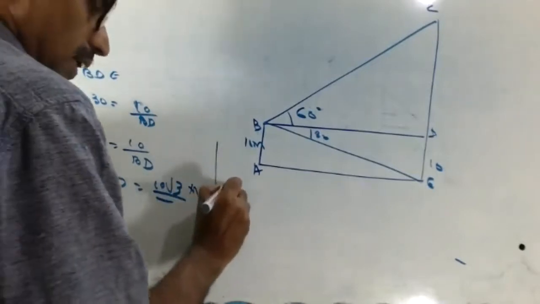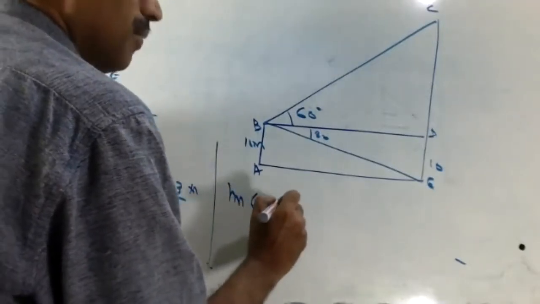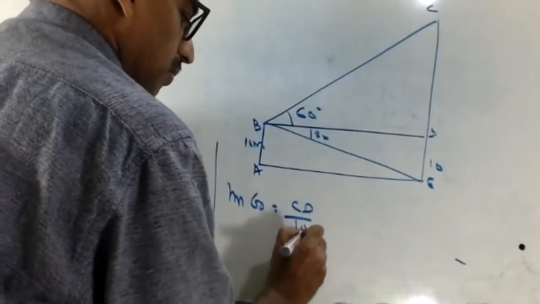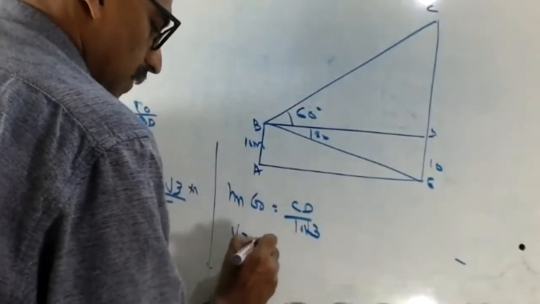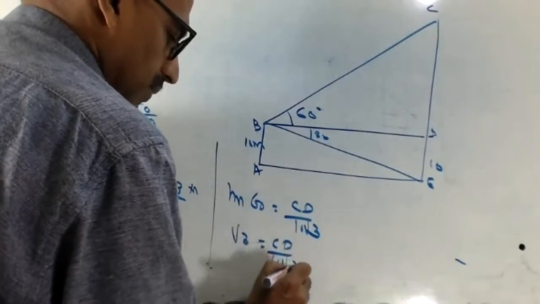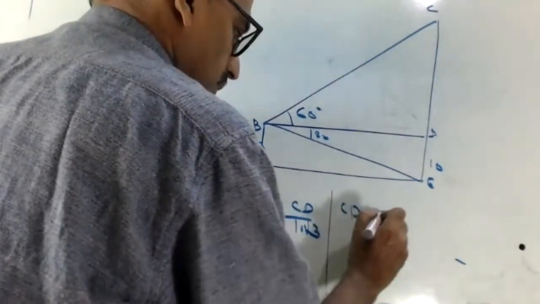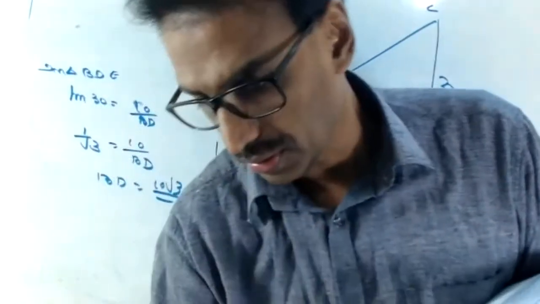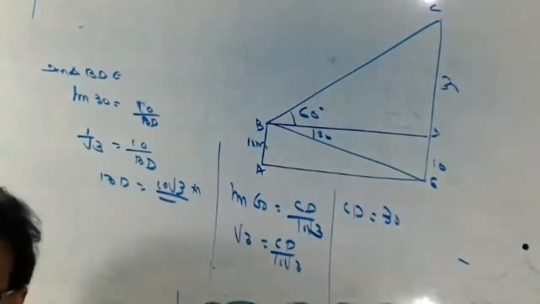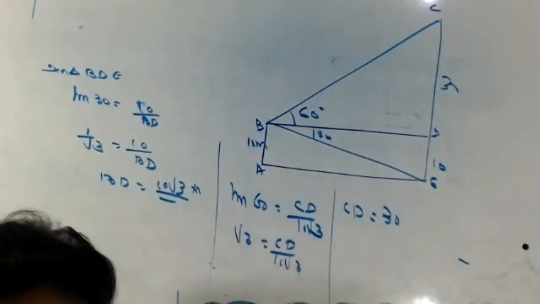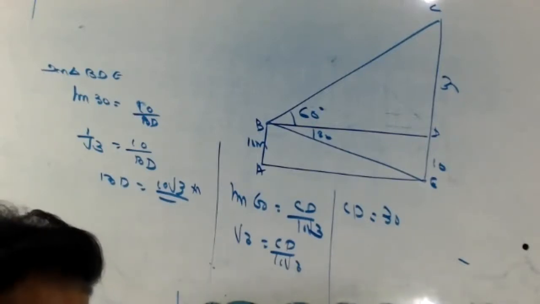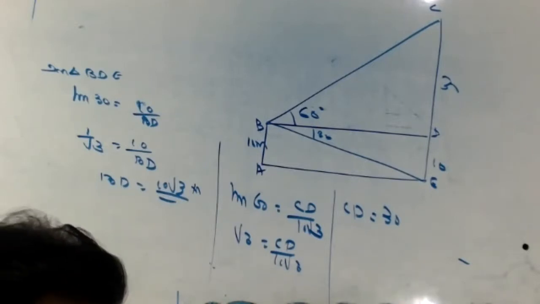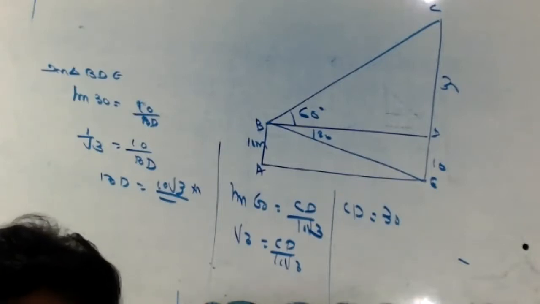Next, tan 60 equal to CD divided by 10 root 3. So root 3 equal to CD divided by 10 root 3. That means CD equal to 30. This height is 30. Therefore, total height is 40. Height of the hill is 40 meter.